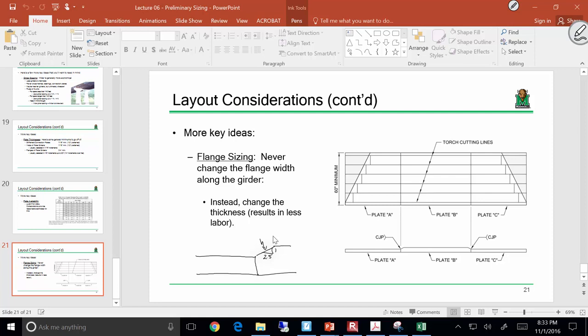But that's where we use the tenth points. We've been focusing on 0.5L, but if you're going to do a flange transition, you better focus on 0.2L, because for that end segment, that's where the maximum moment is. Does that make sense? That's a really good question, and the answer is using that.